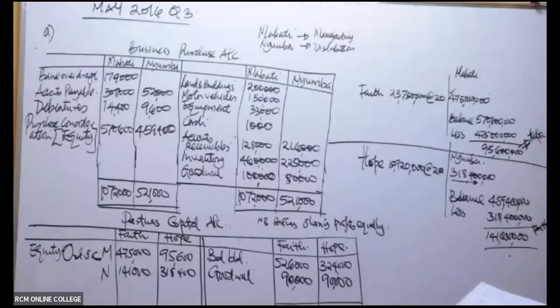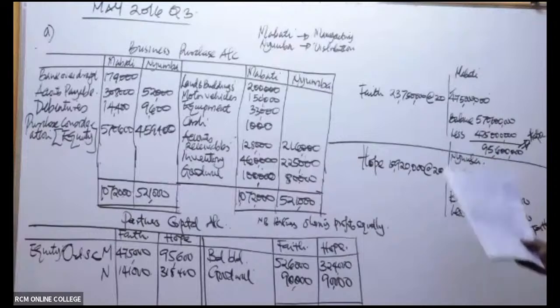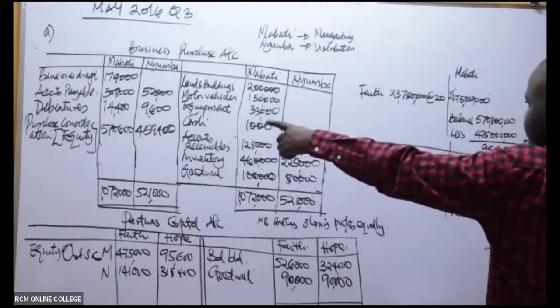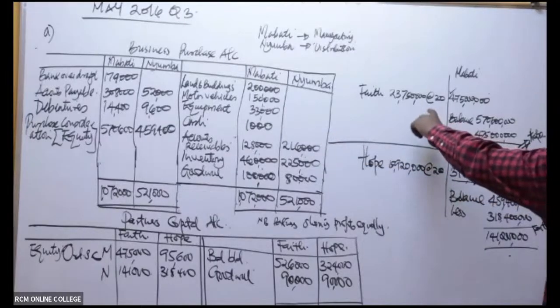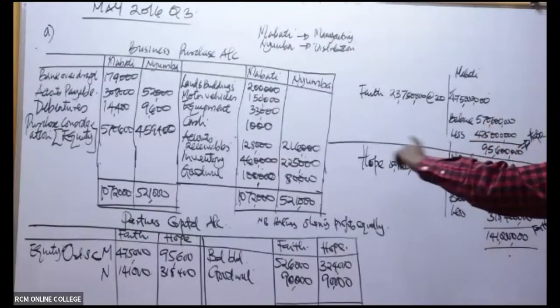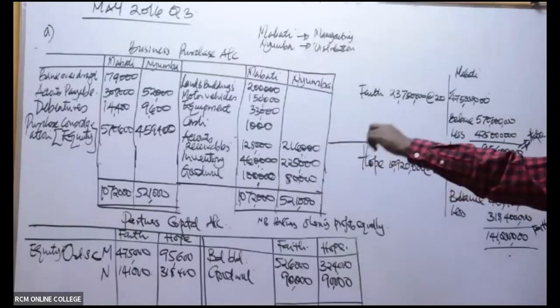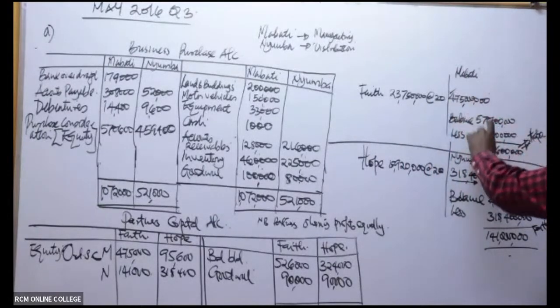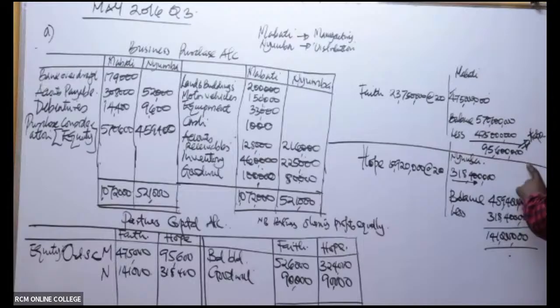The rest, she agreed to take in Nyumba. In total, the equity there is 570, but she took this one. What is the balance here? You take 570, the total equity in Mabati, less what Faith took, 475, and you'll get 95,600 million.